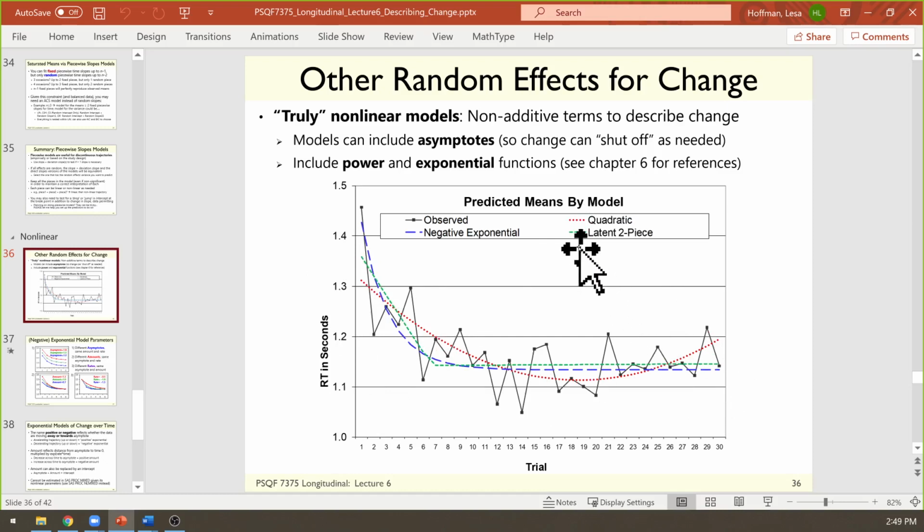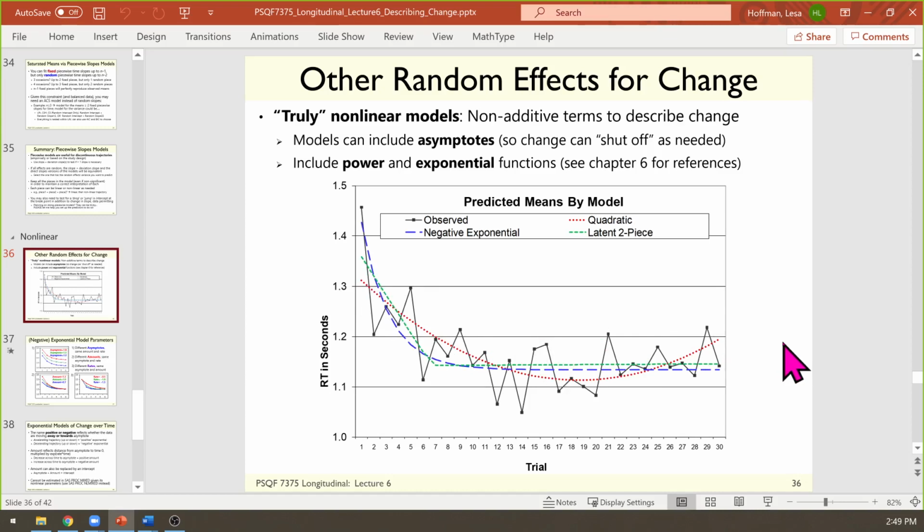Then I also have the green line, which is a latent version of a piecewise model, where I had it find where the breakpoint should be. So that where the break is between the 2 slopes itself was a model parameter in creating the green line, and it came up with the breakpoint that is somewhere between session 6 and session 7. The fourth one, I should say, the blue line, is the fit of what is probably theoretically the most plausible, which is what's known as a negative exponential curve.